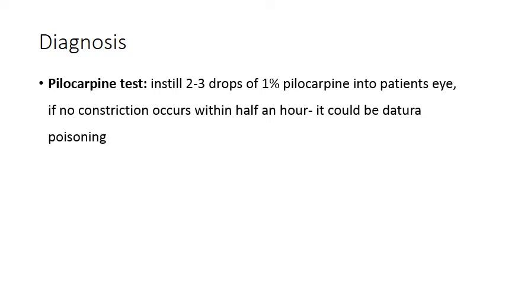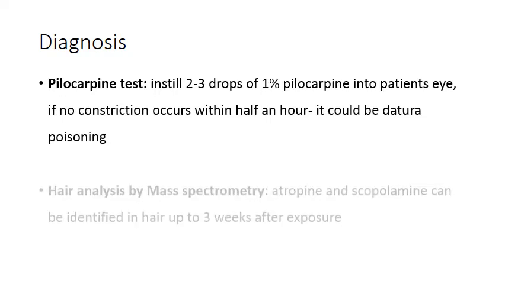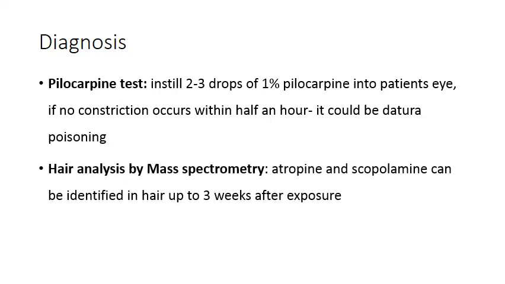be Datura poisoning. The other test would be mass spectrometry, that is the hair analysis by mass spectrometry. Atropine and scopolamine can be identified in the hair up to 3 weeks after exposure. So the most specific one is the mass spectrometric method, that is hair analysis by mass spectrometry, where atropine and scopolamine can be identified in hair up to 3 weeks after exposure.